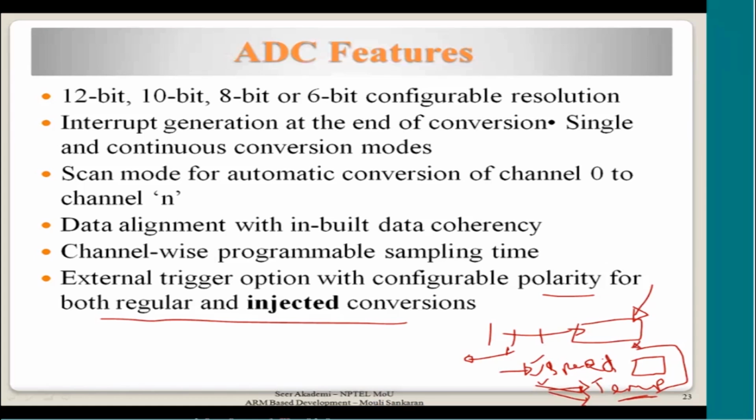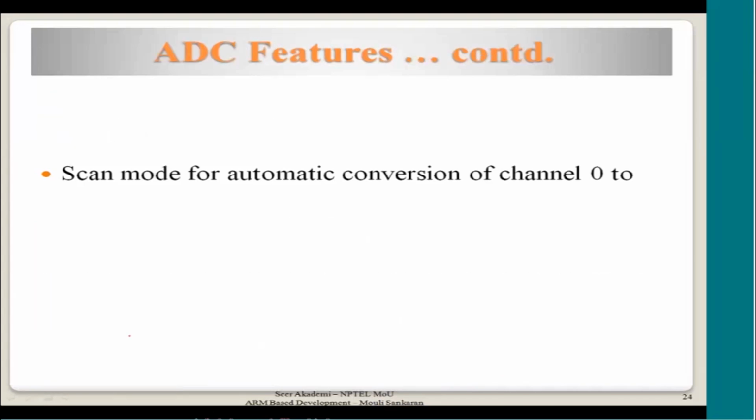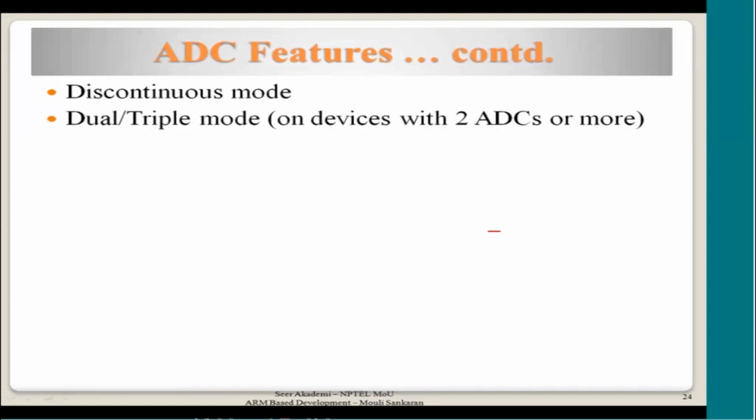forcibly. So all these things can be done only when you sample the data based on some event. So that is called injected conversion. So you have to sample the input based on some event. So some more features, discontinuous mode. So you don't have to sample it periodically, but in a discontinuous mode. You don't have to do it in a continuous fashion.